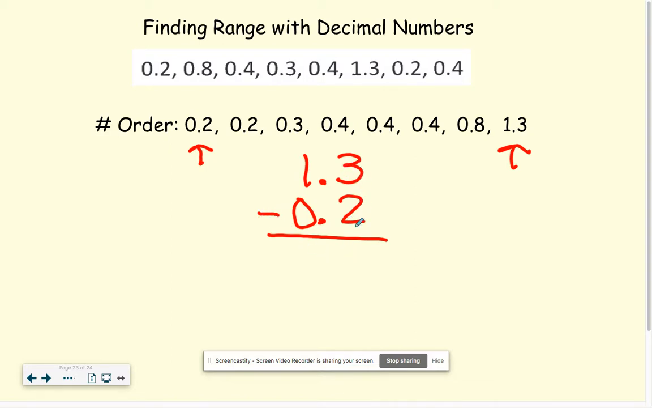We're going to start at the end. 3 minus 2 is 1. We then can put our decimal in because that's what comes next. And 1 minus 0 is 1. So our answer here is 1.1, which is the range.